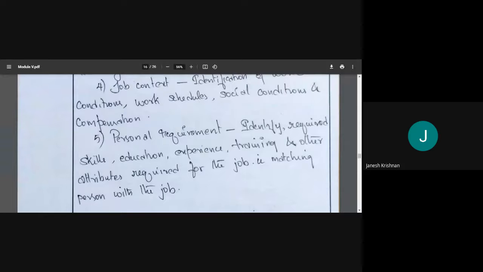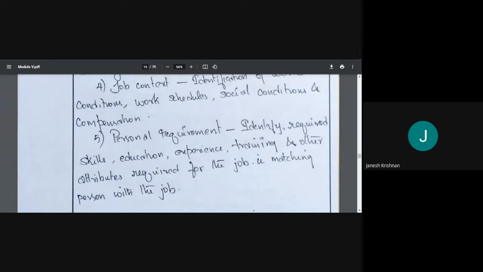Okay. So maybe for a site engineer, a new fresher who has just passed out can be taken, right? It can work effectively. But for a project manager, he needs experience, right? So it will take some time. Clear? That's it. Job analysis.